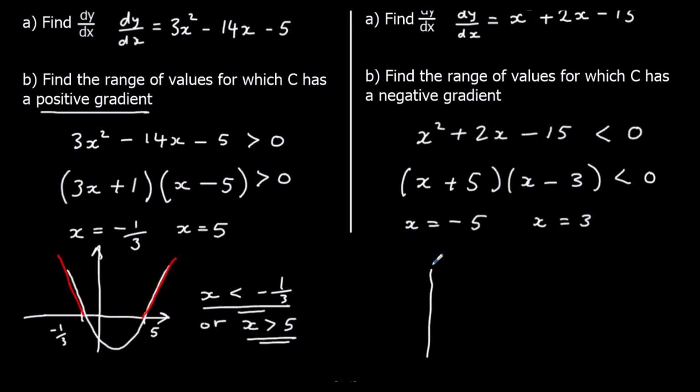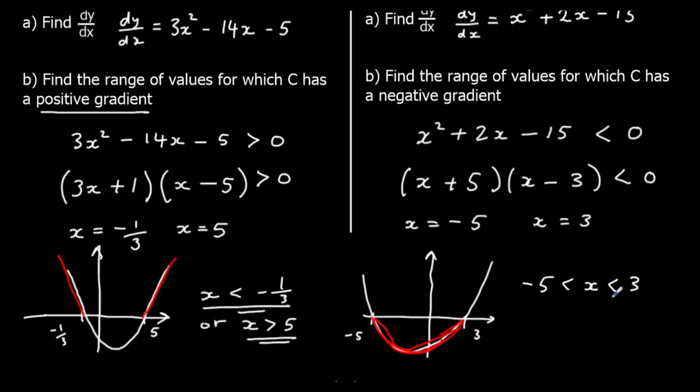So a quick sketch again. Negative 5, positive 3. And we want to know where it's less than 0. So what's x when it's beneath the x-axis? What are the x values that we can have in here? Anything between negative 5 and 3. So x is bigger than negative 5 and less than 3. In between negative 5 and 3.